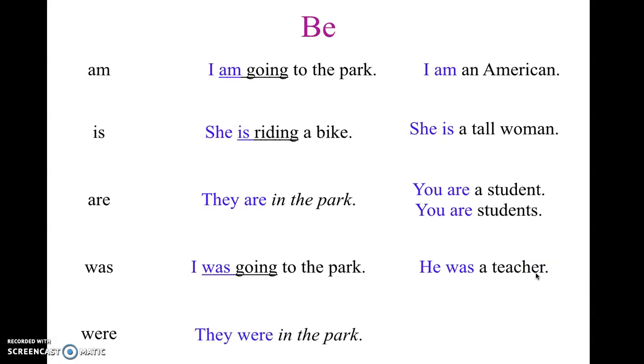They were in the park. Okay, they were in the park. Now maybe they are in the restaurant. They were all students. So they're not students now, but they were all students, right? Or maybe I'm talking about the people on the trip to the museum. They were all students on the trip. Okay, so here's our be verbs.